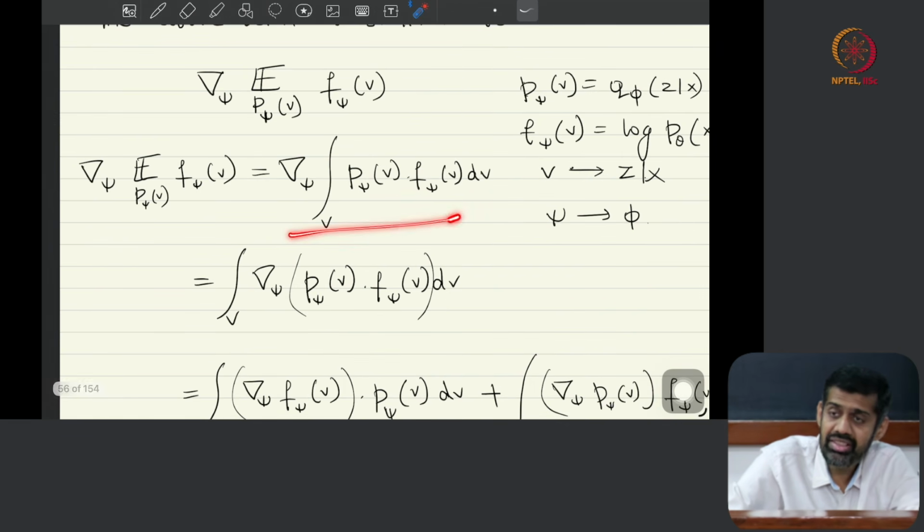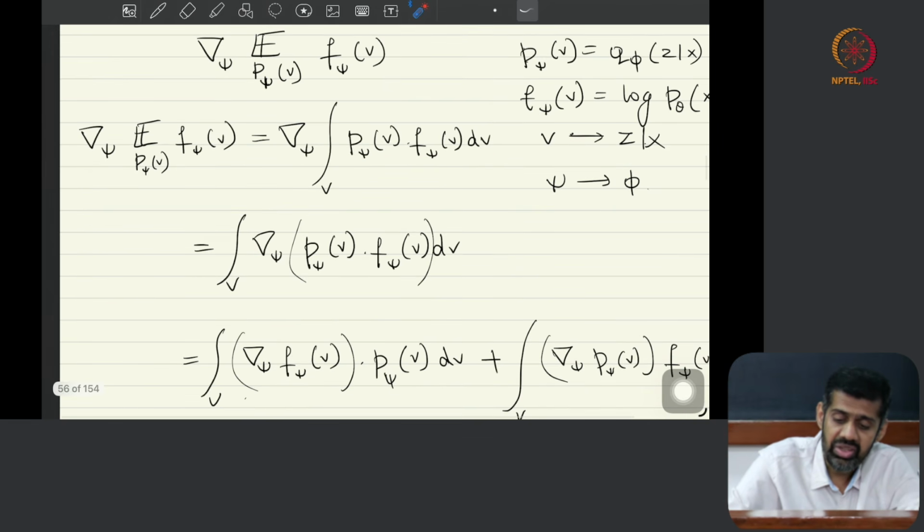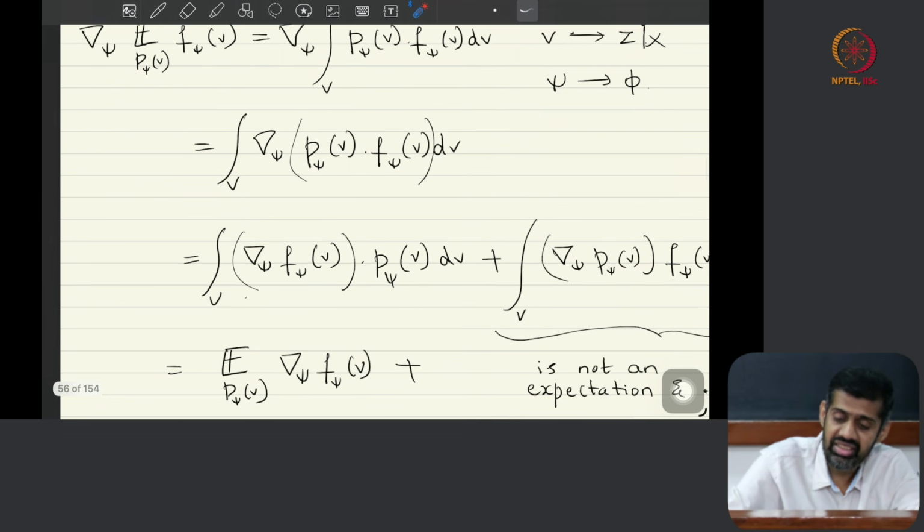Now, let us expand this expectation, assuming that P is a continuous distribution, so that you write the gradient within an integral. The expectation is the integral of p_psi(v) times f_psi(v) dv, and the integral is with respect to v. Now, the integral is a linear operator, so you can always push the gradient inside, and once you have the gradient inside, you have two functions of psi, so invoke the product rule.